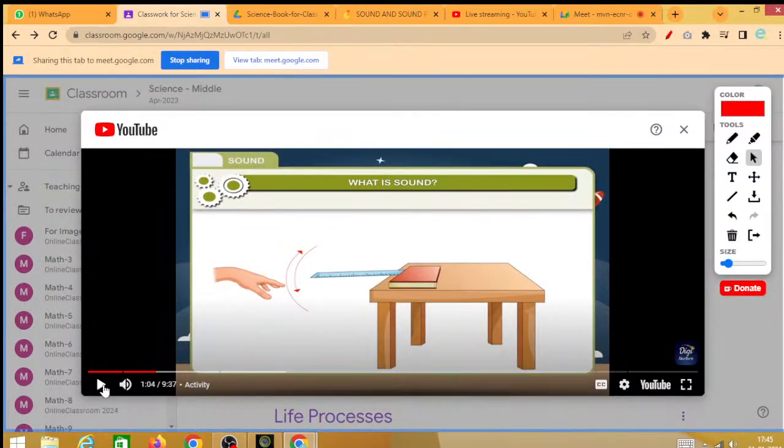You find that the ruler vibrates and produces sound. See, and actually what is happening? This vibration.